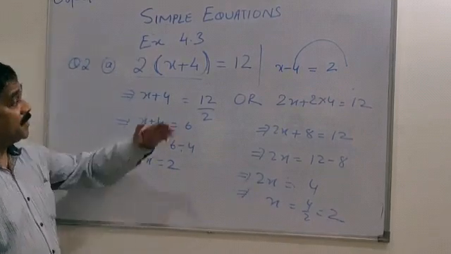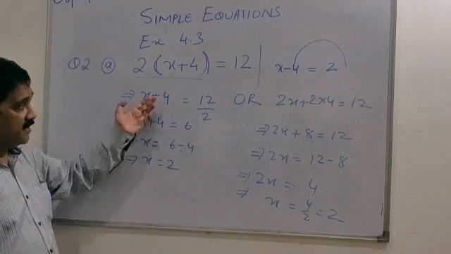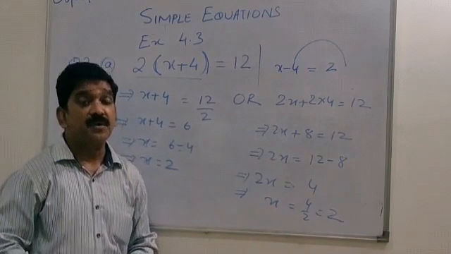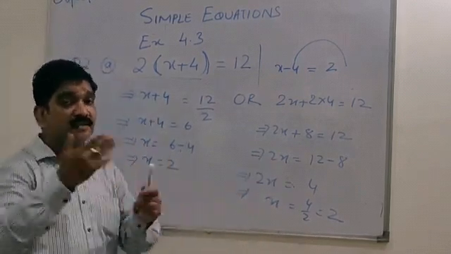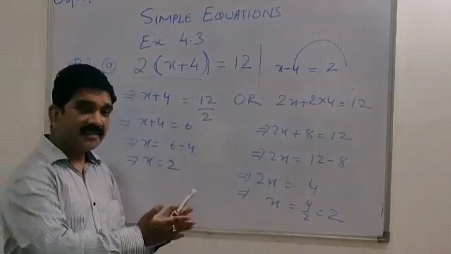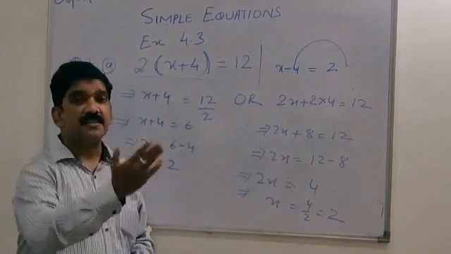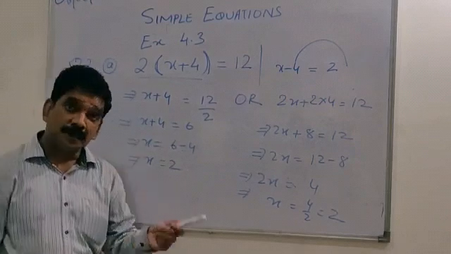Correct? So what I mean to say is that you can do it by any method, by this way or this way, both the methods are correct. But be careful when you shift a number from one side to the other side, let us say from the right hand side to the left hand side, the sign changes. Plus becomes minus, minus becomes plus, multiplication becomes division, and division becomes multiplication.